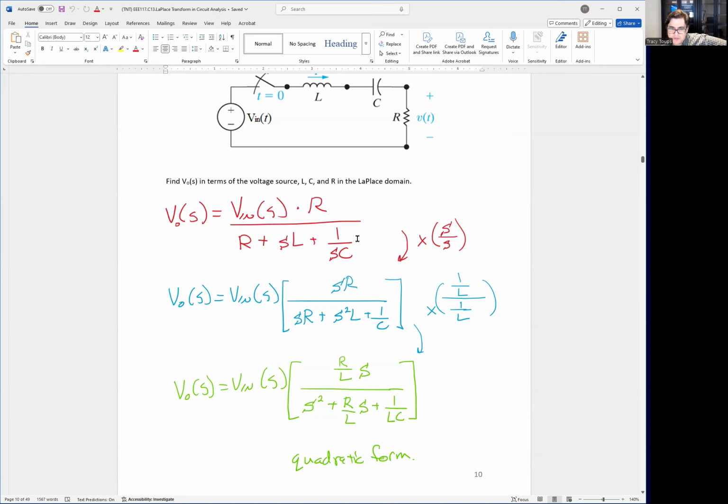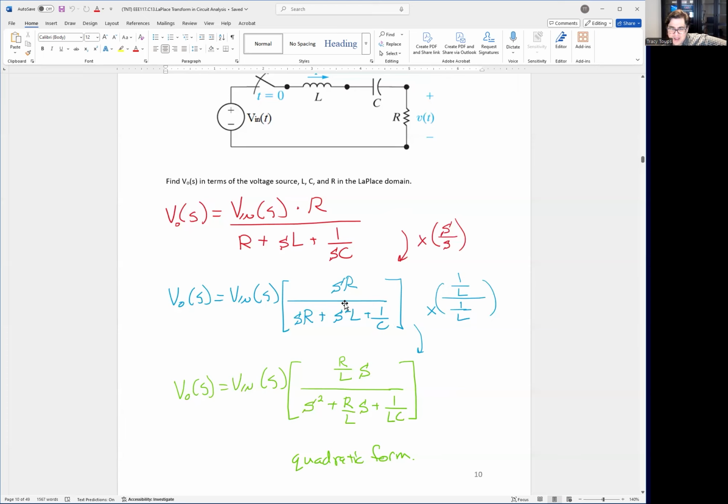Okay? Let's clean this up a little bit. Remember, we don't like this 1 divided by SC, so the first thing we do is multiply the whole equation by S over S. So S on the top and S on the bottom. This will get rid of this S on the bottom here. First off, we could take out Vin, so Vin comes out of the bracket. We're going to have R times S, so we have SR. We're going to divide by S going into everything in the denominator. R times S comes here. We're going to have S squared times L right there. And the S divided by S cancels, so we're going to have a 1 over C here.